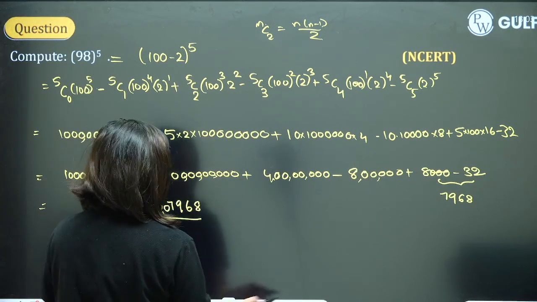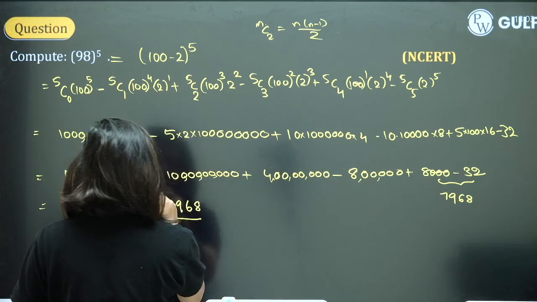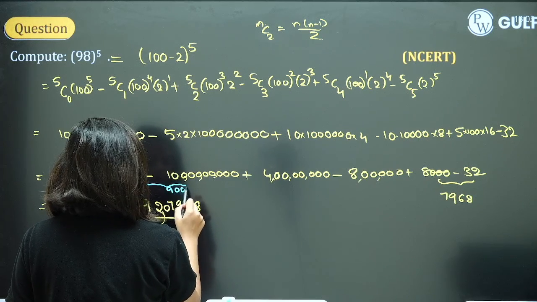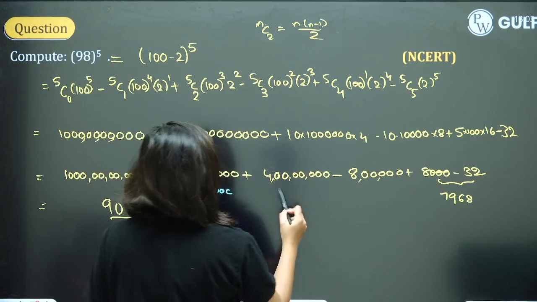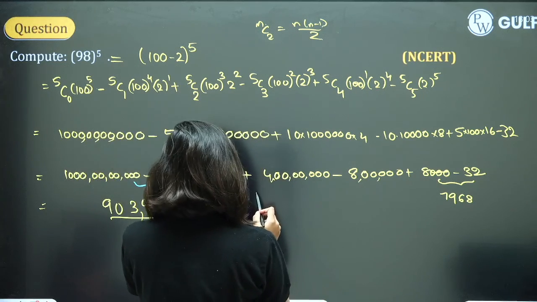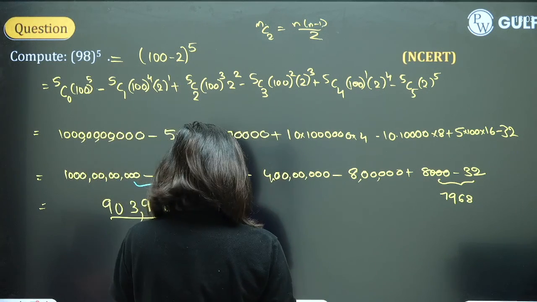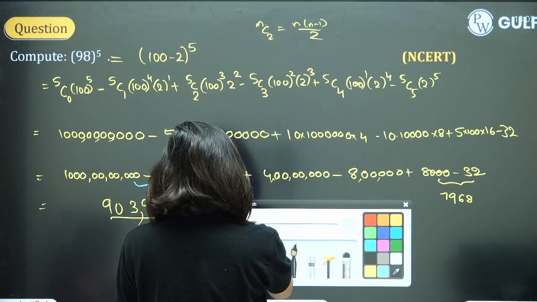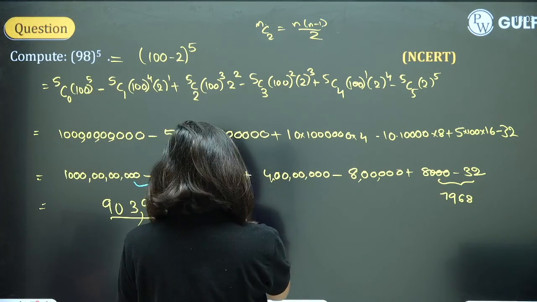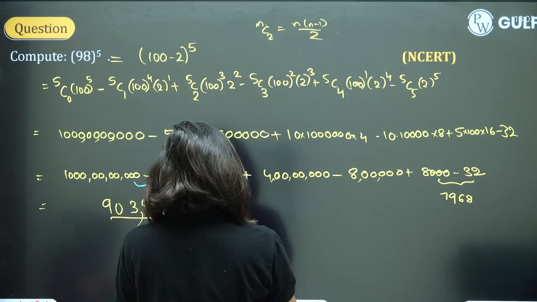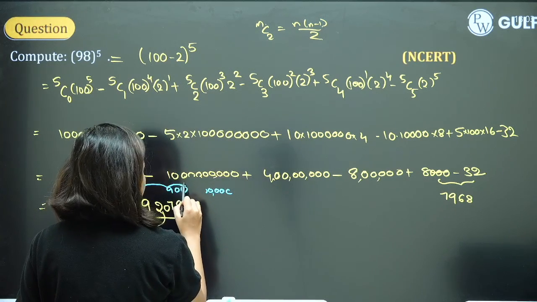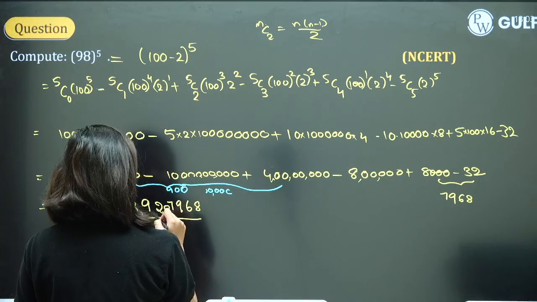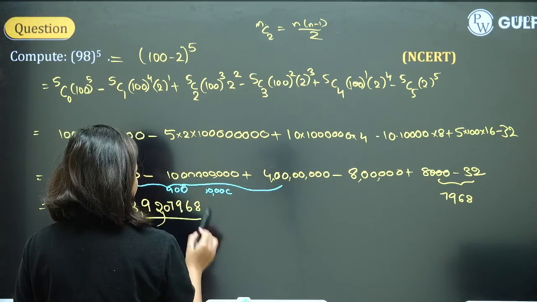Subtraction, I'll just write down for simplification. This was like your 900 crores. And when you add this, it will be not 900 crores, and these three, 900 crores and then 4.